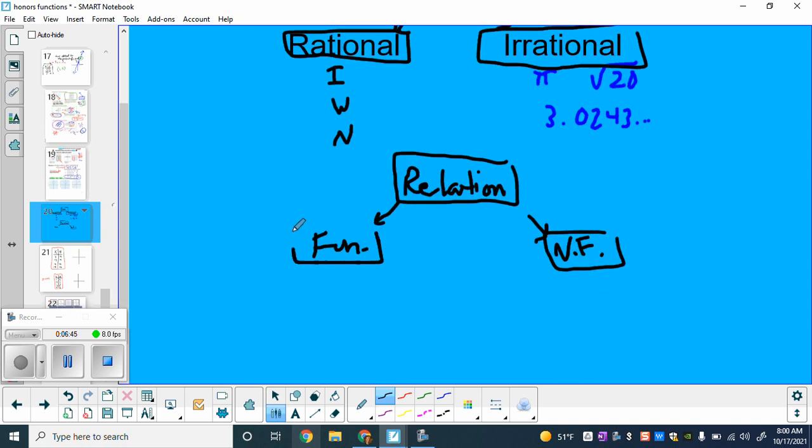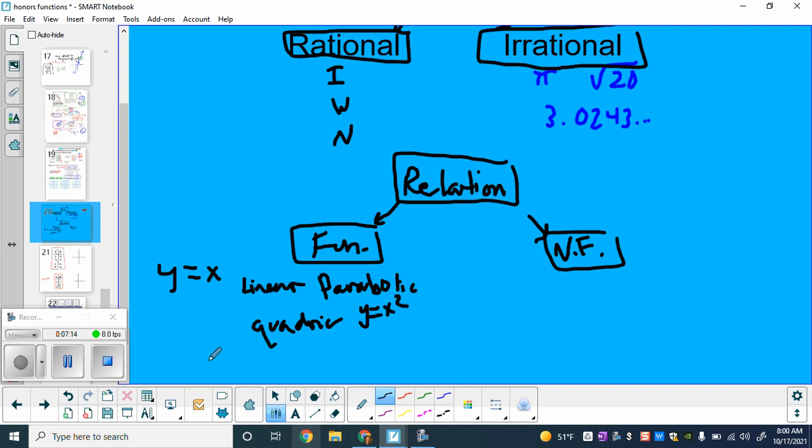So for functions, there's lots of different types of functions too. There's linear functions, there's parabolic functions, and I'm going to explain what a parabola is in a second. There's quadratic functions, there's cubic functions, there's so many. Right now we're just dealing with y equals x as our parent graph. There is y equals x squared out there as a parent graph. There's y equals x cubed out there as a parent graph. So there's lots of different types of functions, and we're just getting started this school year with y equals x as our parent graph.